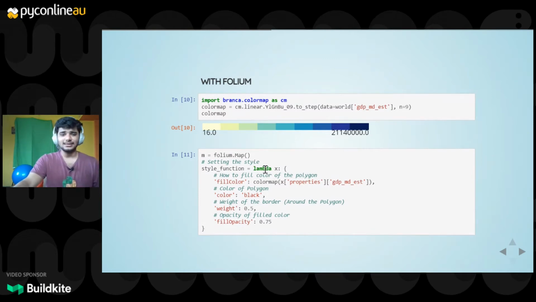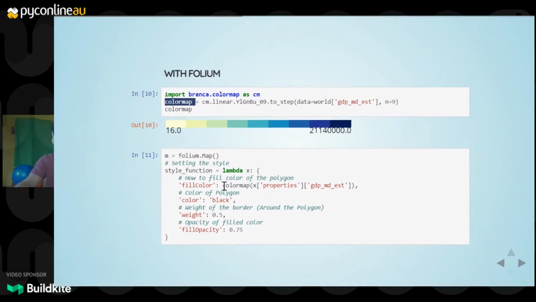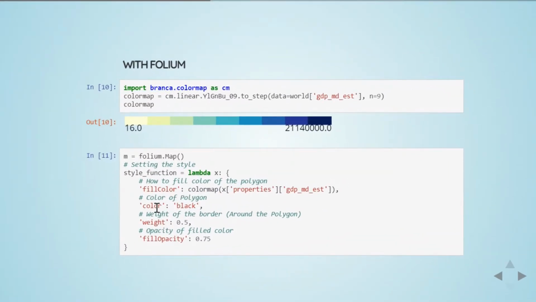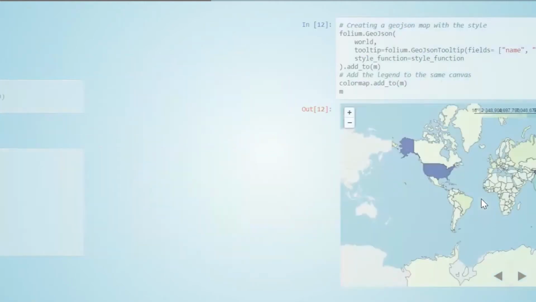So it's just a function here, a lambda function. We pass in some arguments, for example, I pass the fill color to denote how exactly I want to fill the color of the polygons. So here at fill color, I'm passing the color map. And I also pass the color I want the polygon to be, which is black. And I want the weight, which is the border, and also the opacity to be mentioned. So now we have the style, we have the empty canvas, we just plot it.